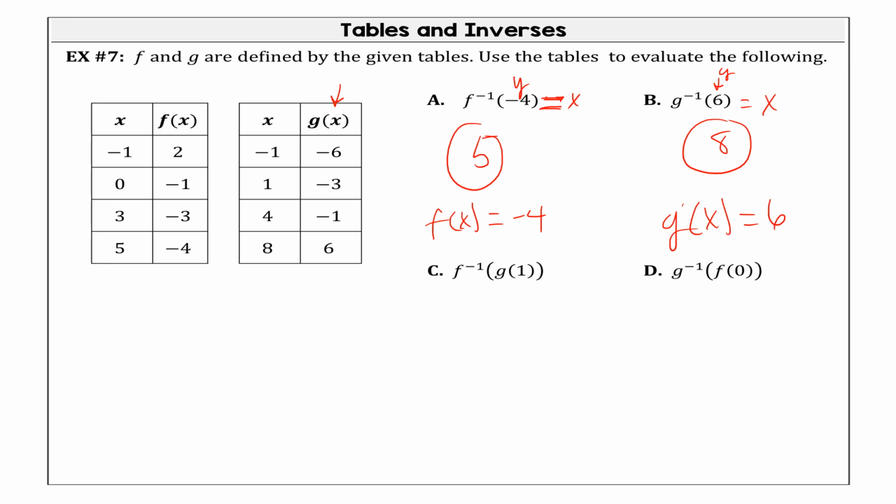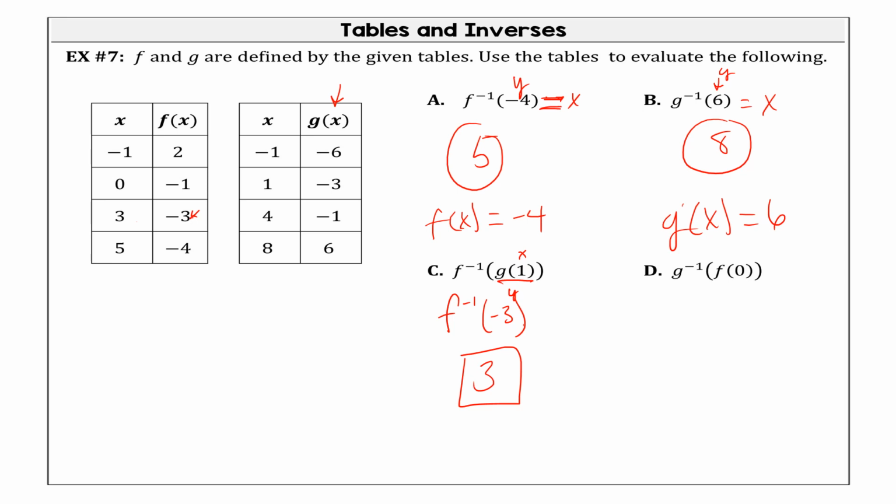If you wanted to create another table and write out your inverses, by all means you could, but there's no need. Now we're combining our composition with this, so we're going to do f inverse of g of 1. We start from the inside, g of 1. So I go to 1, I get -3. So now I'm at f inverse of -3. I went to x and then to y before, now I'm going to go to my y, then to my x. So I go to -3, and its x is 3. So f inverse of -3 equals 3.